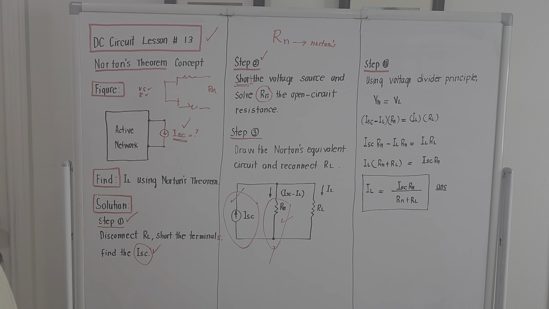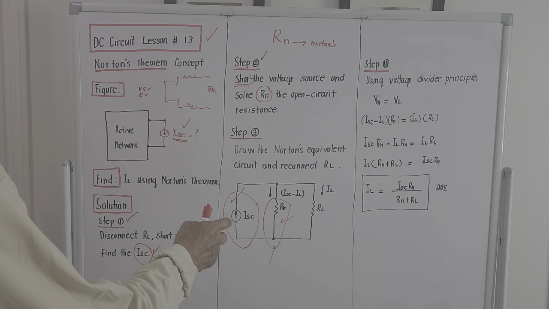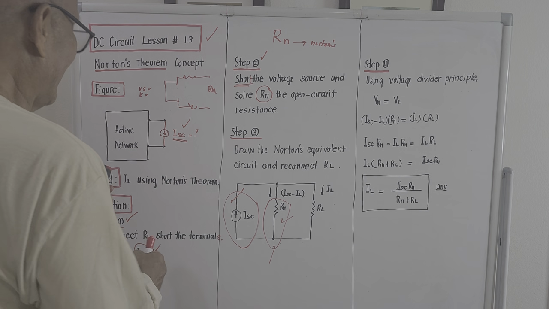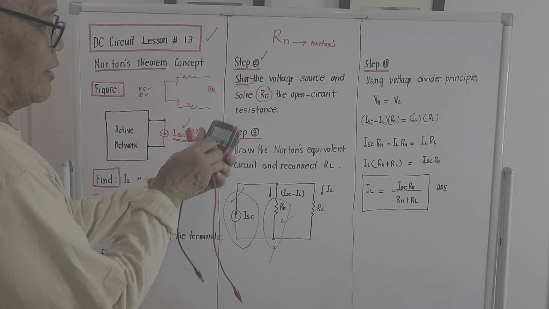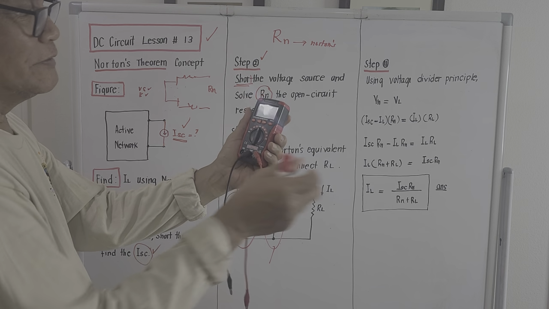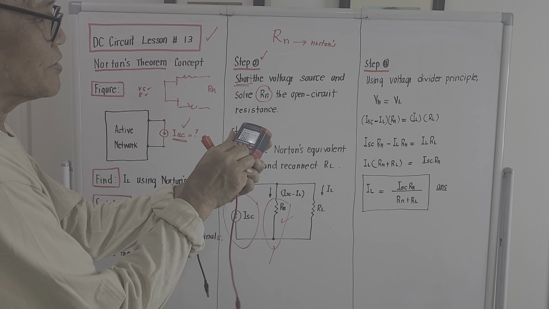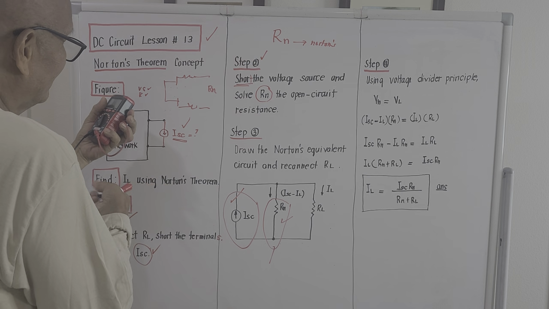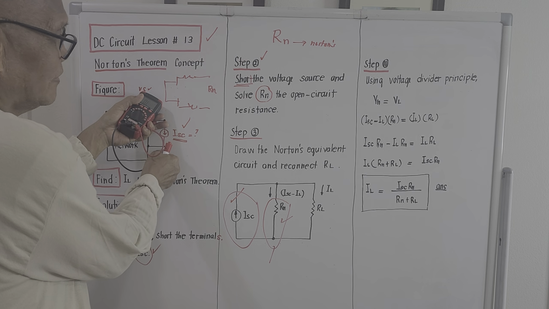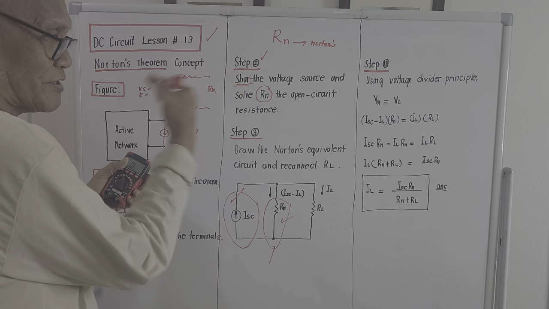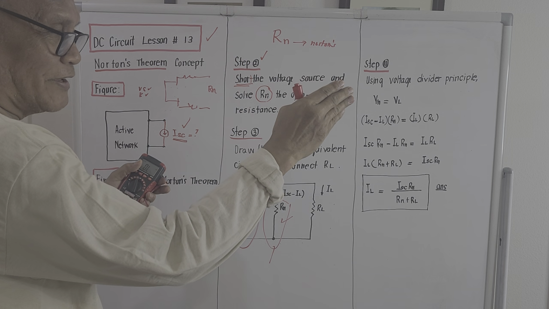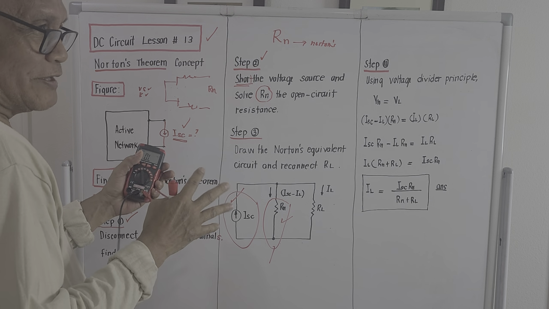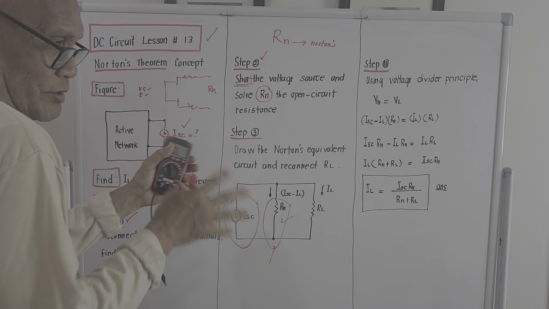Okay? And how could we compute for the value of R sub N in the actual thing? Again, we will be using our multimeter. We put it on the resistance setting, then connect the two terminals on here. But be sure that the voltage source inside is shorted out, because you cannot measure resistance if there is a voltage source inside.